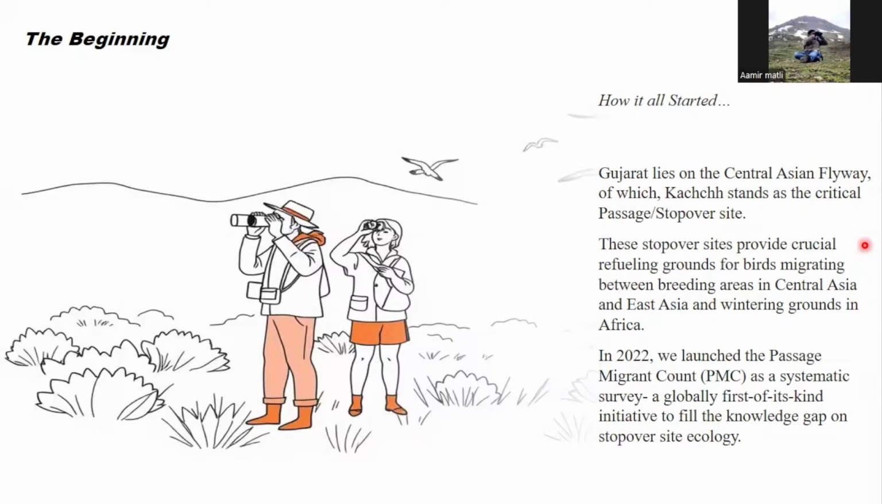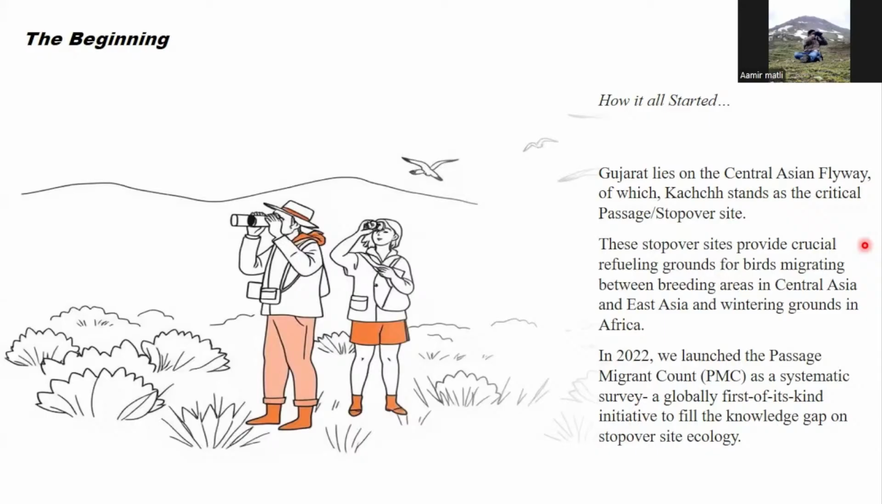Let me take you back to why we even thought about this project. If you look at the map, Gujarat lies in the middle of the Central Asian Flyway and the East Africa West Asia Flyway, which are important migratory routes in the world. Every year, birds travel thousands of kilometers across continents. Some breed in Central Asia or Europe and winter in Africa. But on the way, they must stop, refuel, and rest. Without these stopovers, they simply cannot survive.